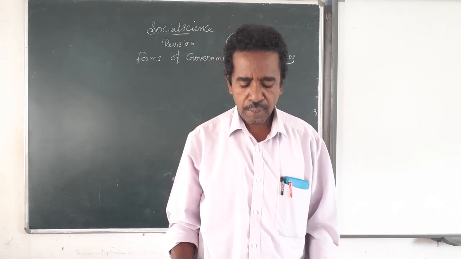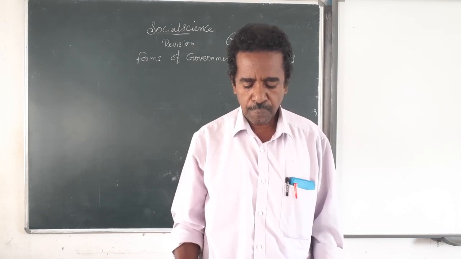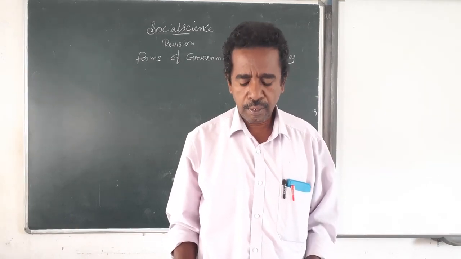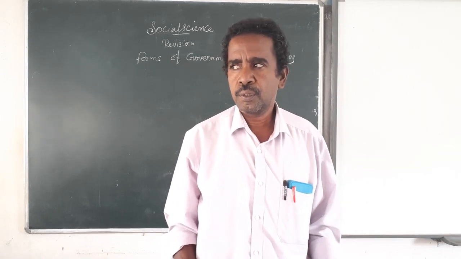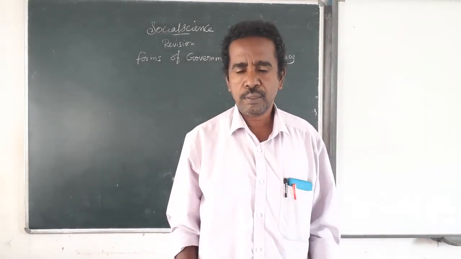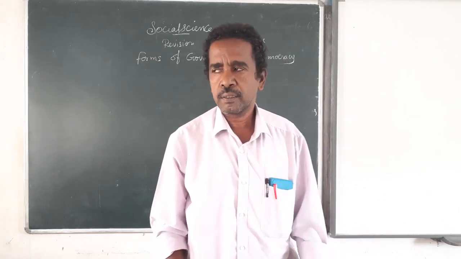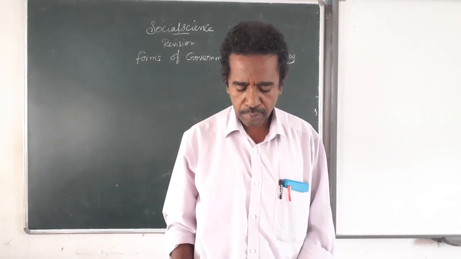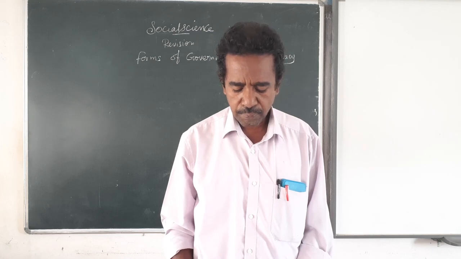The system of government in which one person reigns supreme, usually a king or queen, is called monarchy. The B option, monarchy, is the answer. Monarchy is one of the forms of government that still exists in some of the countries in the world. So the first answer is B option, monarchy.